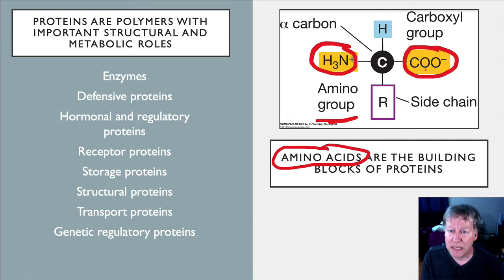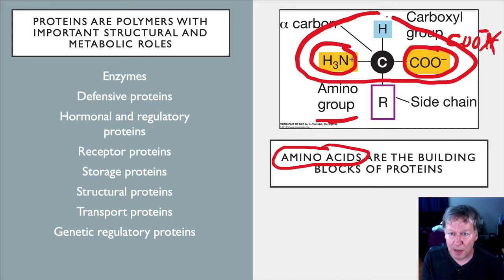Now this could be COO minus or COOH. So sometimes we lose the H and we end up with a negative charge there. Sometimes we keep the H. So you can see it either way. And then finally up here we have a hydrogen attached. All amino acids have this set. This is the same on every single amino acid. It's the R group, the side chain. The functional group is another term you'll hear. This is what makes amino acids different from each other.